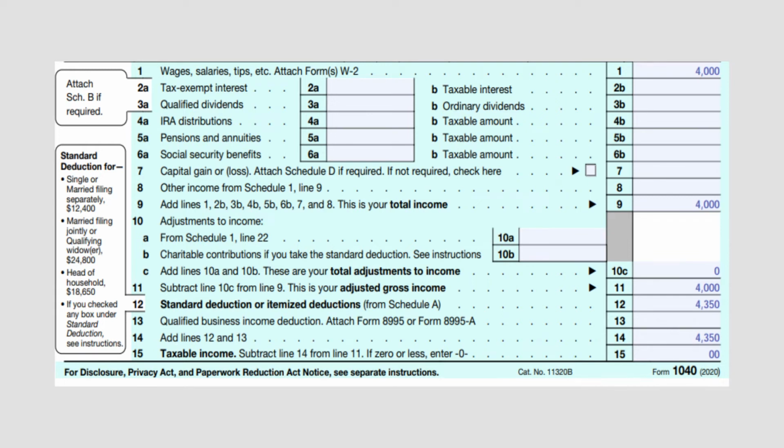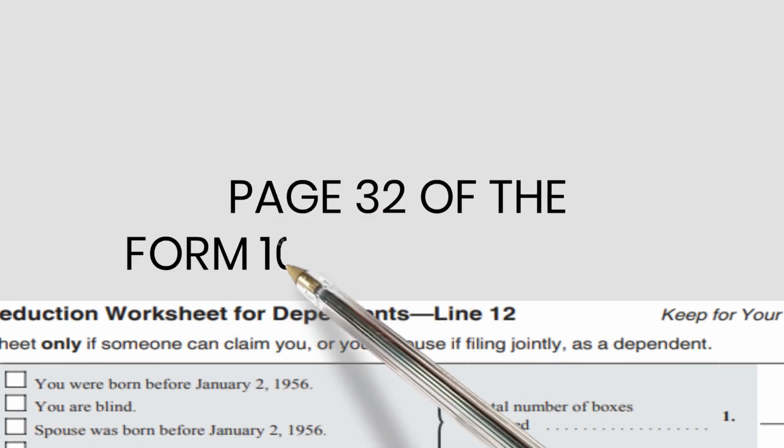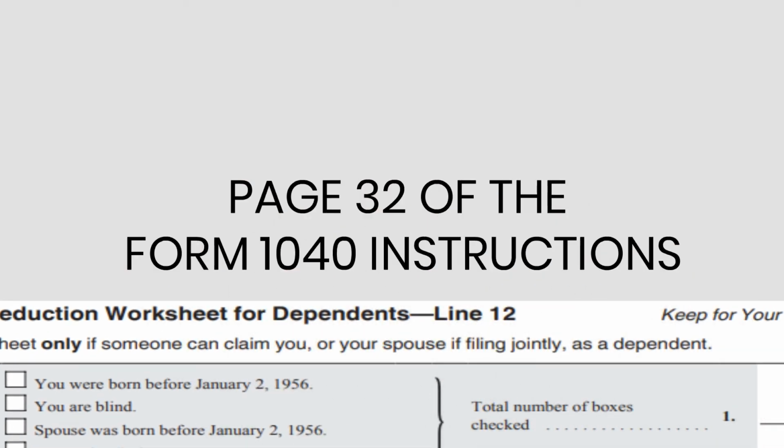On line 10C, put 0 if you made no charitable contributions. Carry down your income to line 11 for your adjusted gross income of $4,000. On line 12, we will calculate your standard deduction. Since you can be claimed as a dependent of another, you have to complete the standard deduction worksheet on page 32 of the Form 1040 instructions. You do not have to attach this worksheet to your return.